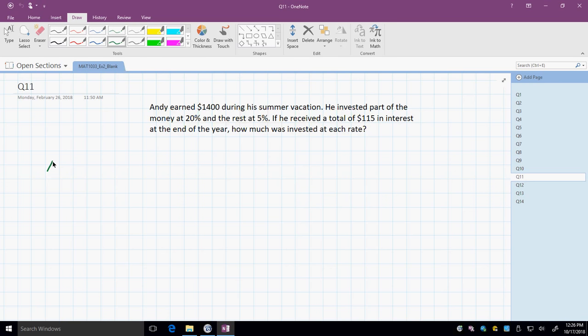So we have money that was invested at 20%. Remember, always when you work with percentages, you have to change it to decimal. You move the decimal twice to the right, to the left, I'm sorry. So that is going to be 0.20.